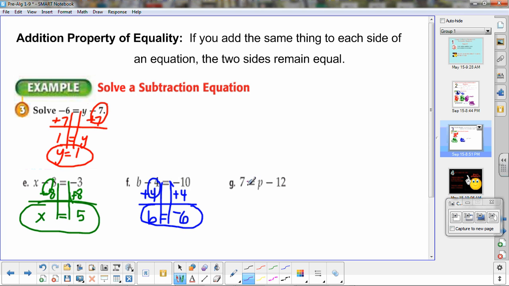Now our last example, to get the p by itself, we're going to get rid of the minus 12 by adding 12. Seven plus 12 is 19. And on the other side, this minus 12 plus 12, or negative 12 plus 12, is 0. So we end up with just p on the right. So our answer is p equals 19. Now to check it, you plug that back in. 19 take away 12 is 7. So that one is correct as well.